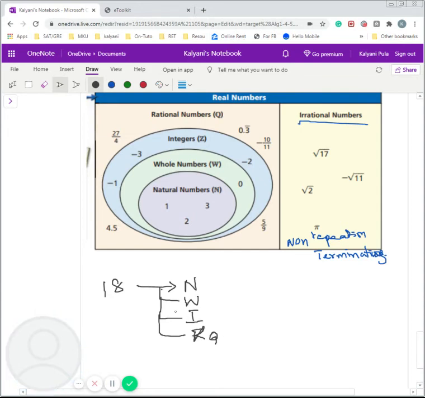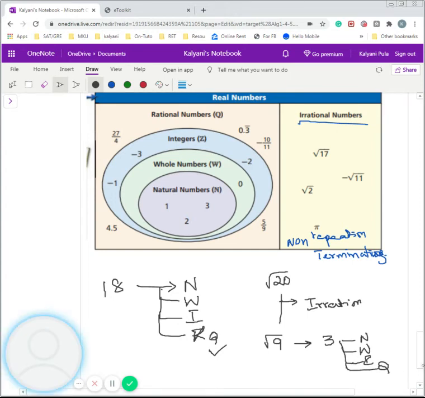So Q is rational. That's good. How about radical 20? Irrational. Most of the radicals are irrational unless it's a perfect square root. Let's say if I take a 9, what do you think of this? Rational, because the square root of 9 is 3. So the 9 is a natural number, whole number, integer, and rational.